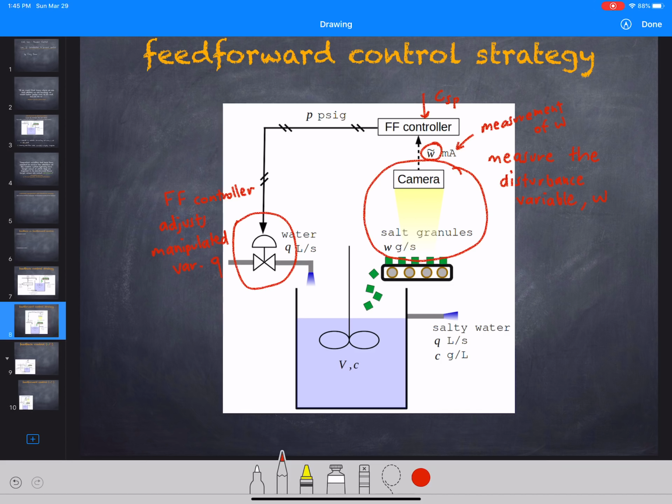And so again, let's consider a thought experiment where the salt flow rate W is way too high. Then the feed-forward controller will see that. It will be fed this input, this measurement by the camera. And based on the set point, if the salt granules are flowing in way too fast, then it will open this valve and dilute this salt concentration in order to maintain C at the set point.